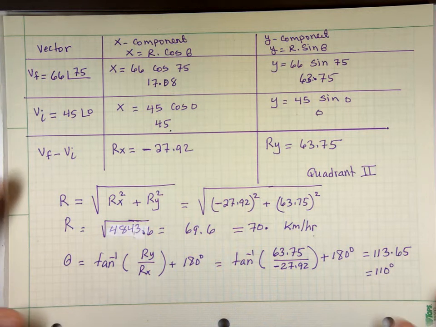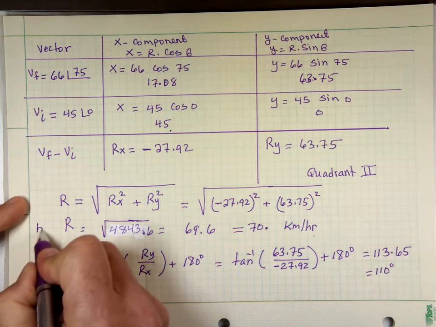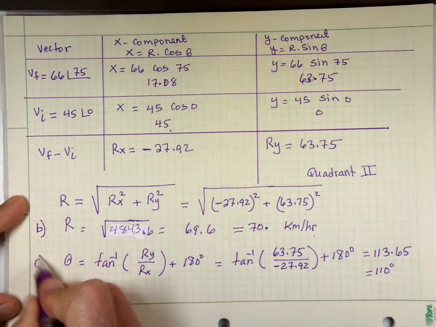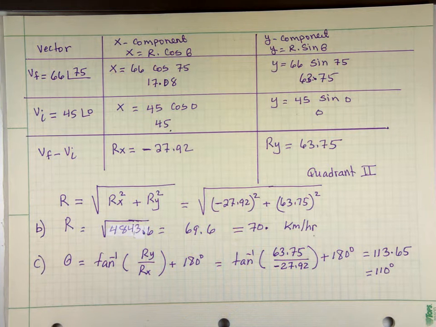So that's the answer to part B and C. This is part B here, what is R, and this is C, what is theta. Do you think you could show us your graph to see what your vectors look like? After. Okay. Yeah, I just don't want to stop the video.